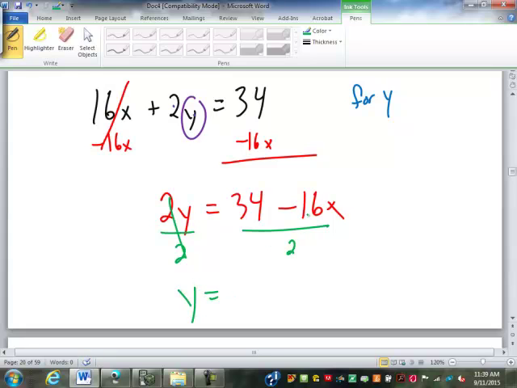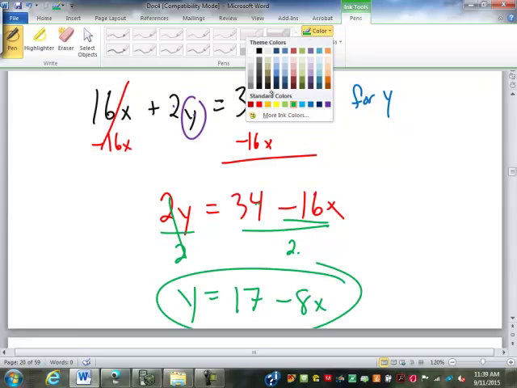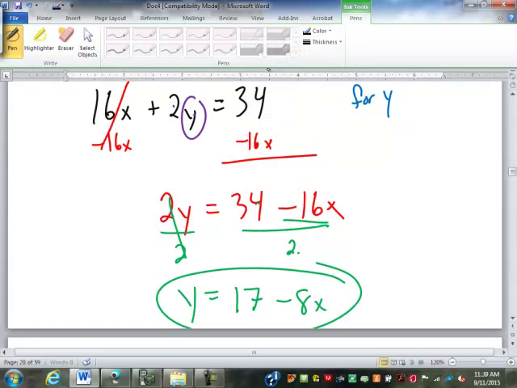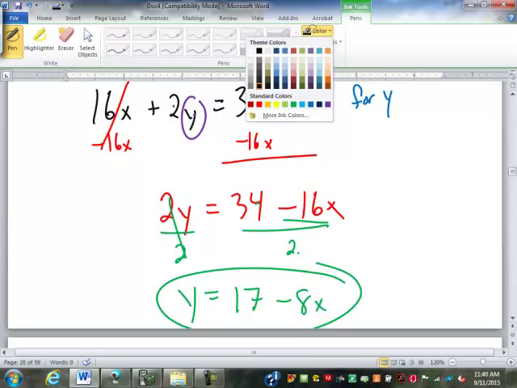Y equals, well, over here we can divide by 2. Each number gets divided by 2. What's 34 divided by 2? 17. Negative 16x divided by 2 is a negative 8x. What do you think? A little bit better? Throwing some numbers in there helps.